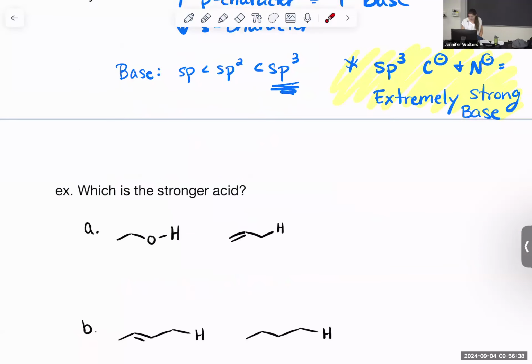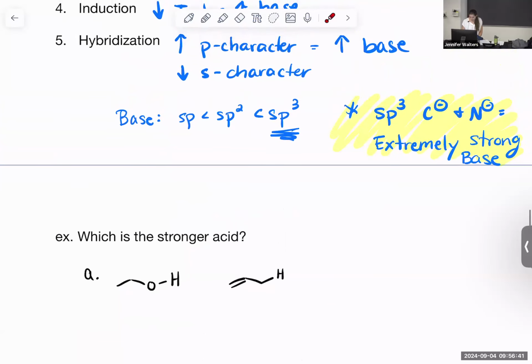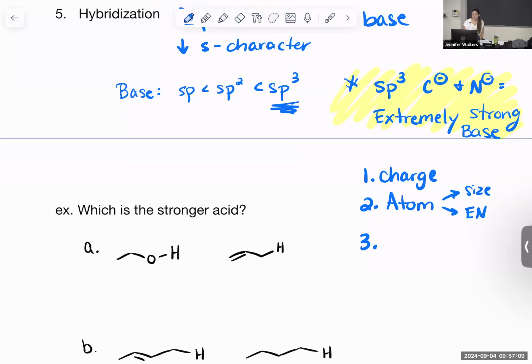All right, so let's do practice problems. We'll do the first one together, and then I'll let you do the rest on your own. So the first one, which one is the stronger acid? To figure it out, we have those 5 factors. What's the first one? Charge. What is the second? Atom. Within atom, what are the 2 factors? Size and electronegativity. We have to have this memorized starting like now. What is 3? Resonance. What is 4? Induction. What is 5? Hybridization or orbitals.